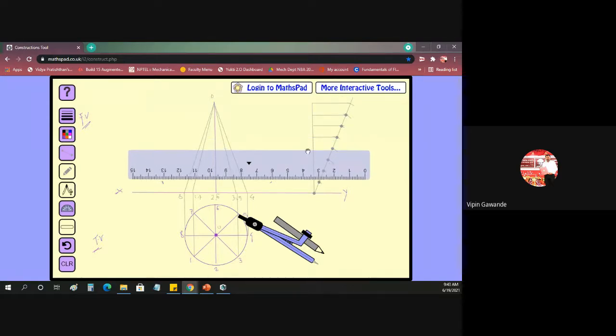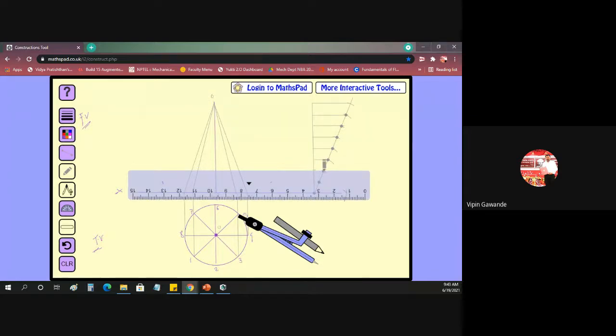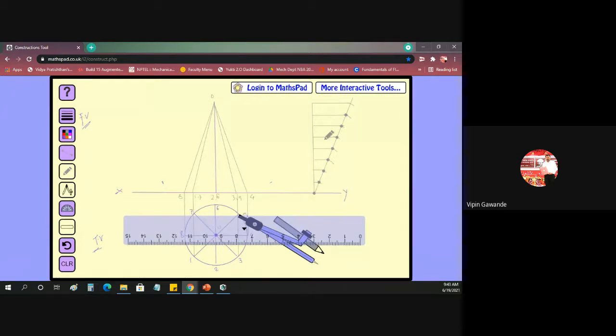Then this is from 5. This is 5. Then this is 4. Then this is 3, 2, 1. Like this. Now I have divided this into 1, 2, 3, 4, 5, 6, 7, and 8. So here 1, 2, 3, 4, 5, 6, 7, and 8 divisions. Yes, there are 8 divisions.